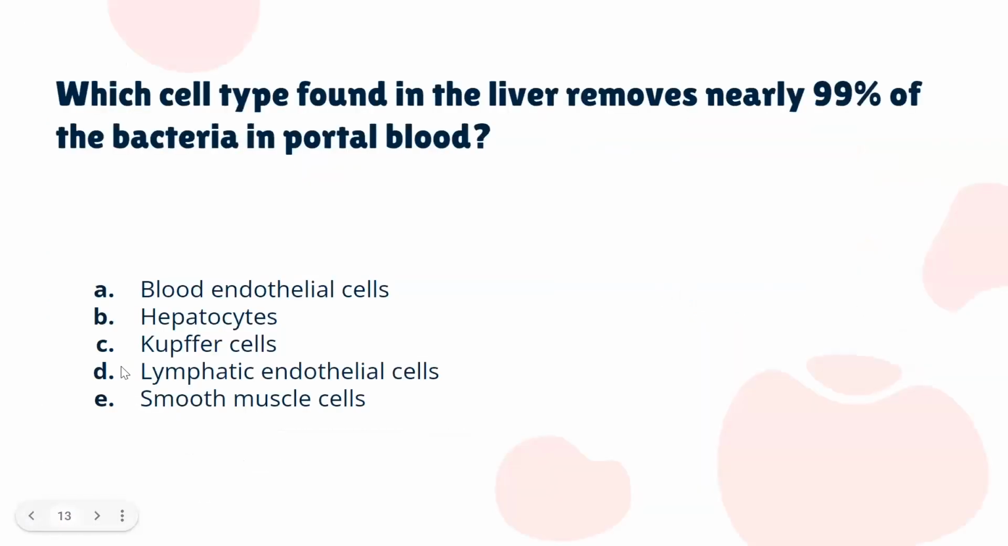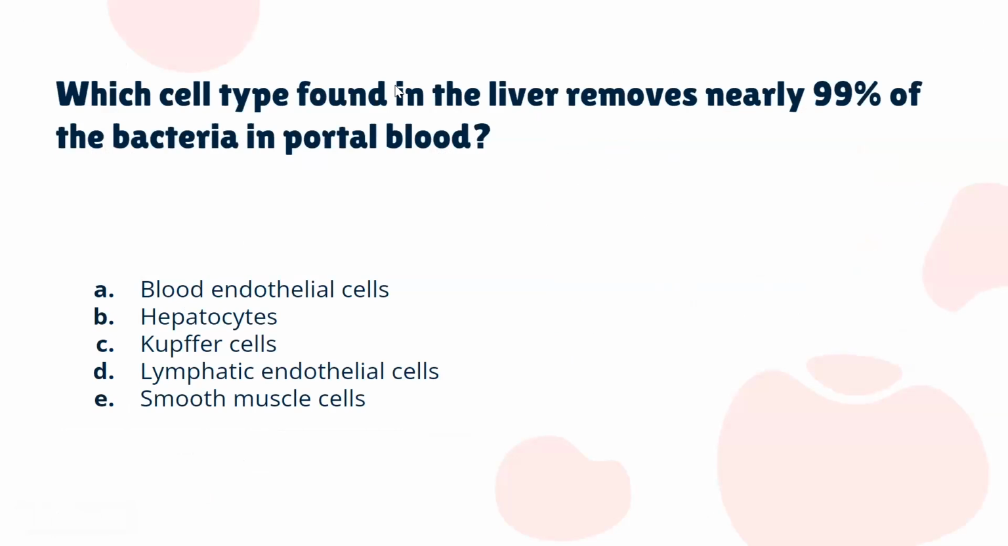Which cell type found in the liver removes nearly 99% of the bacteria found in portal blood? Is it the blood endothelial cells, hepatocytes, Kupffer cells, lymphatic endothelial cells, or smooth muscle cells? Now, this is more of a recall question. This is not so much an application kind of a question.